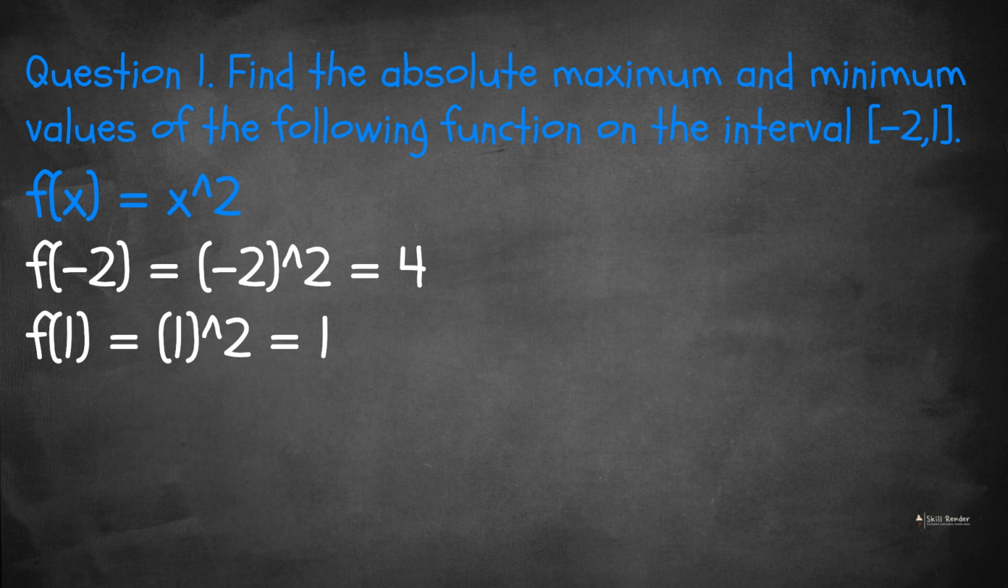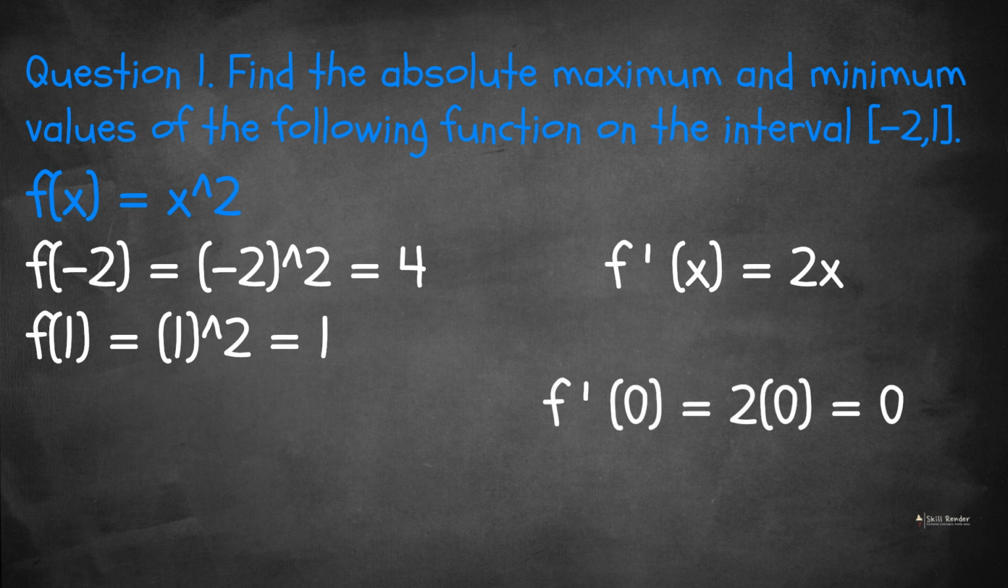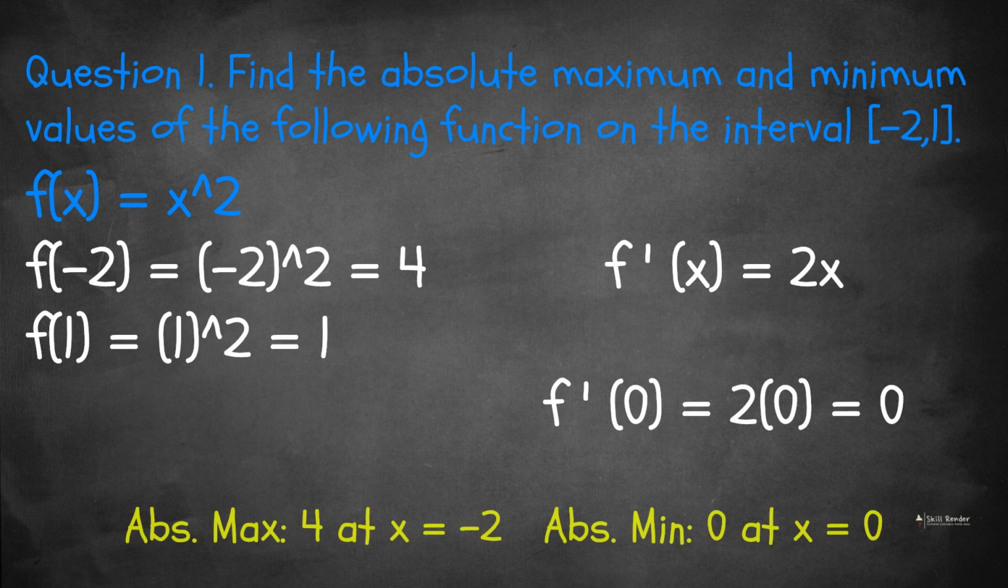To find our critical point, we differentiate the function using the power rule. We get f prime of x equals 2 times x. To verify the critical points, we set the derivative to 0. So f prime of 0 is equal to 2 times 0 is equal to 0. Therefore, the function has an absolute maximum value of 4 at x equals -2 and an absolute minimum value of 0 at x equals 0, as those are the highest and lowest evaluated values respectively.